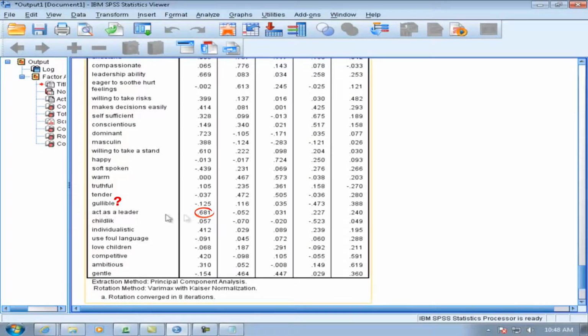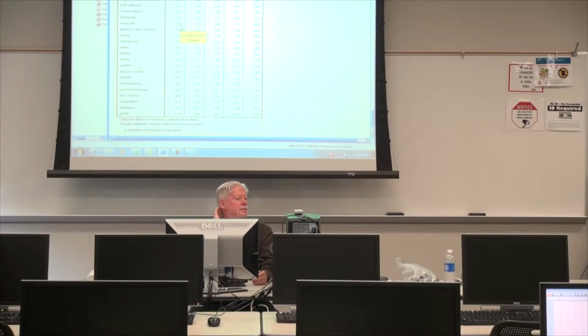Okay, act as a leader, that's on factor 1, pretty clearly. Then should we also put a question mark for the masculine? Yeah, because we crossed it out and it loaded on factor 1. We could, but I think we're going to have enough items on factor 1 already. Factor 1 doesn't need any more items. Where we're going to need items probably is on factors 4 and 5.